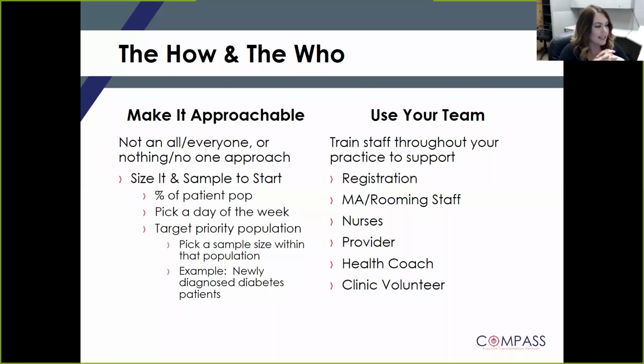And go ahead, Miss Katie Reese. All right, had to remind myself to unmute myself.